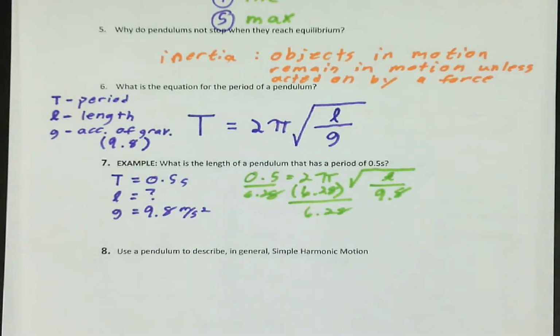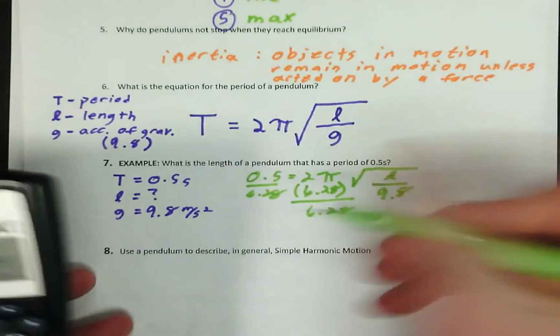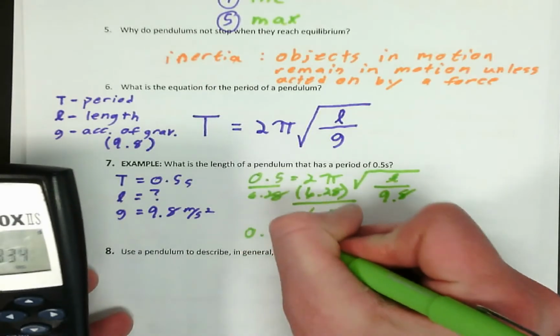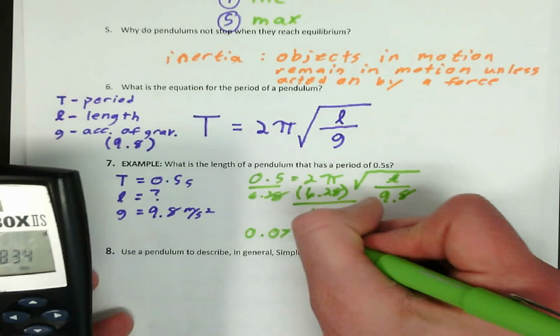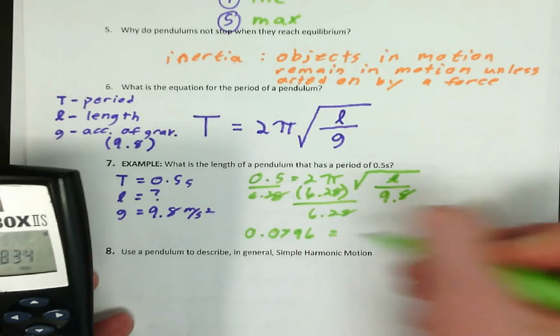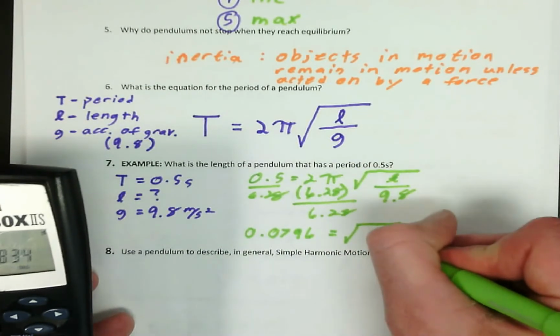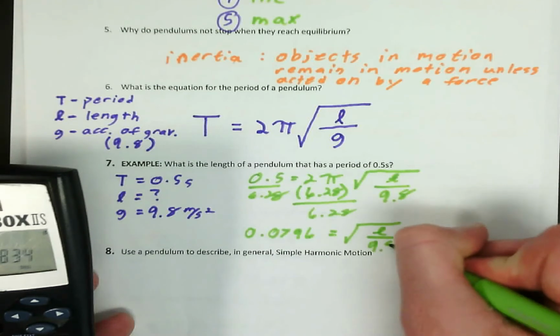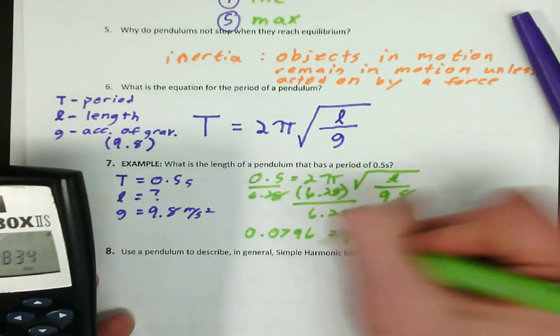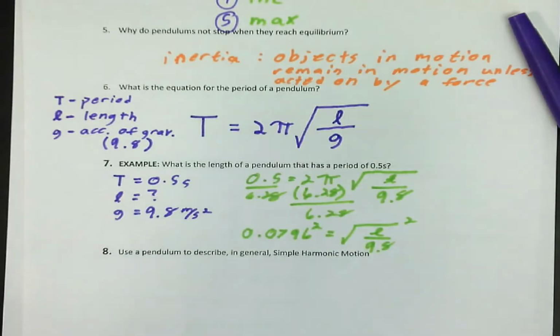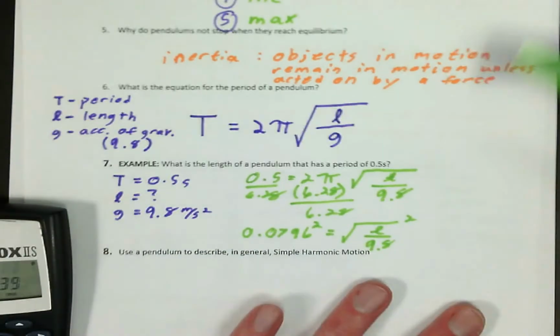So when I divide that out, 0.5 divided by 6.28, it's going to give me a small number. Don't freak out about it. 0.0796 equals, and that's gone now, so square root of L over 9.8. I don't want that square root there. That's causing me trouble, so I'm going to square both sides. And yes, it's getting worse before it gets better.